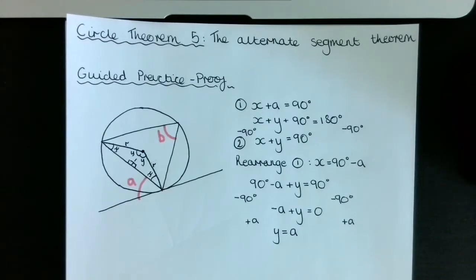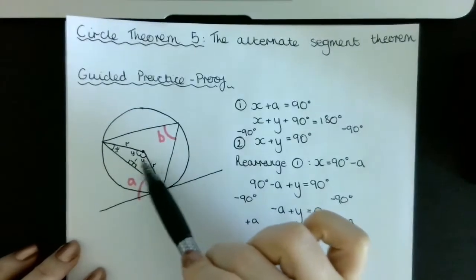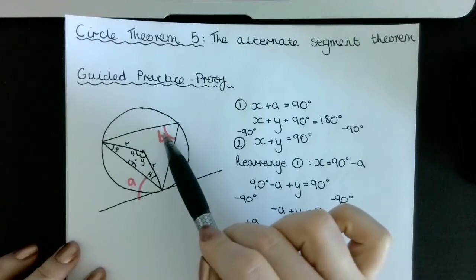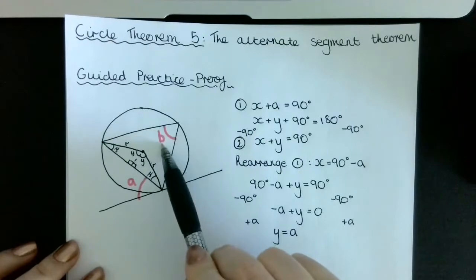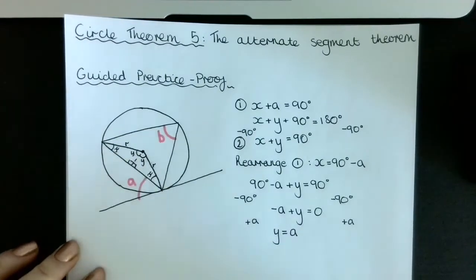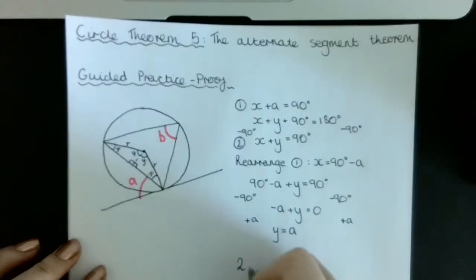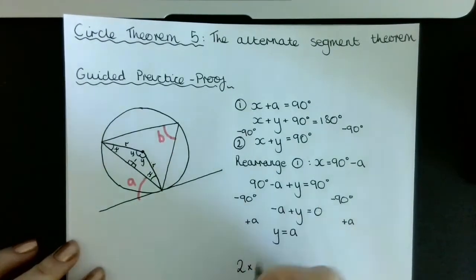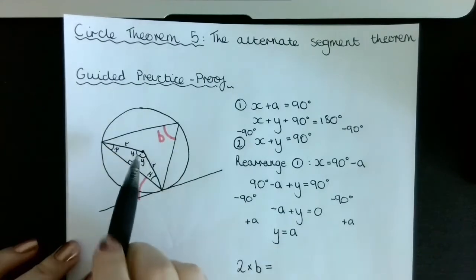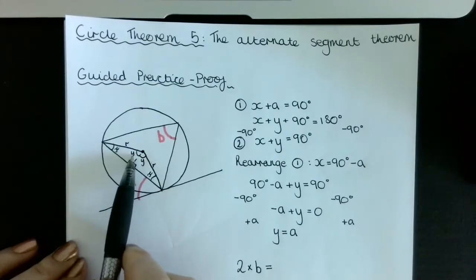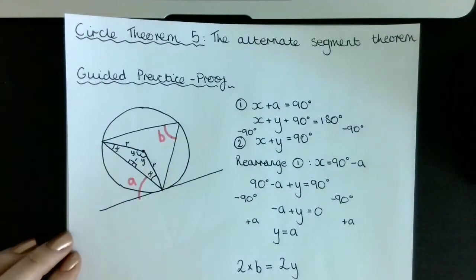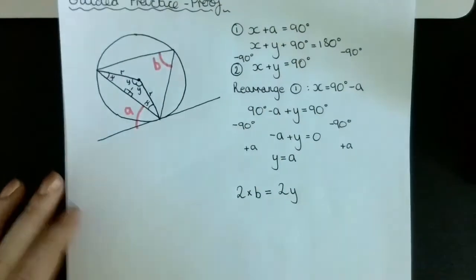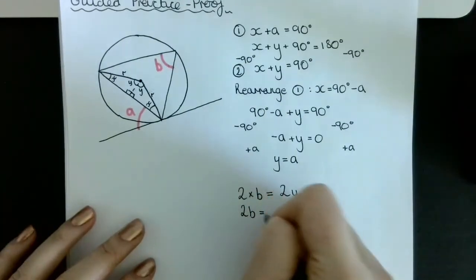Now our previous circle theorems that we've looked at, we've also seen that the angle at the centre is twice the angle at the circumference, or 2 lots of the angle at the circumference is equal to the angle at the centre. So we know that 2 lots of angle B is equal to the angle at the centre, which is Y plus Y, or 2Y. So I'm just going to rewrite that as 2B equals 2Y.